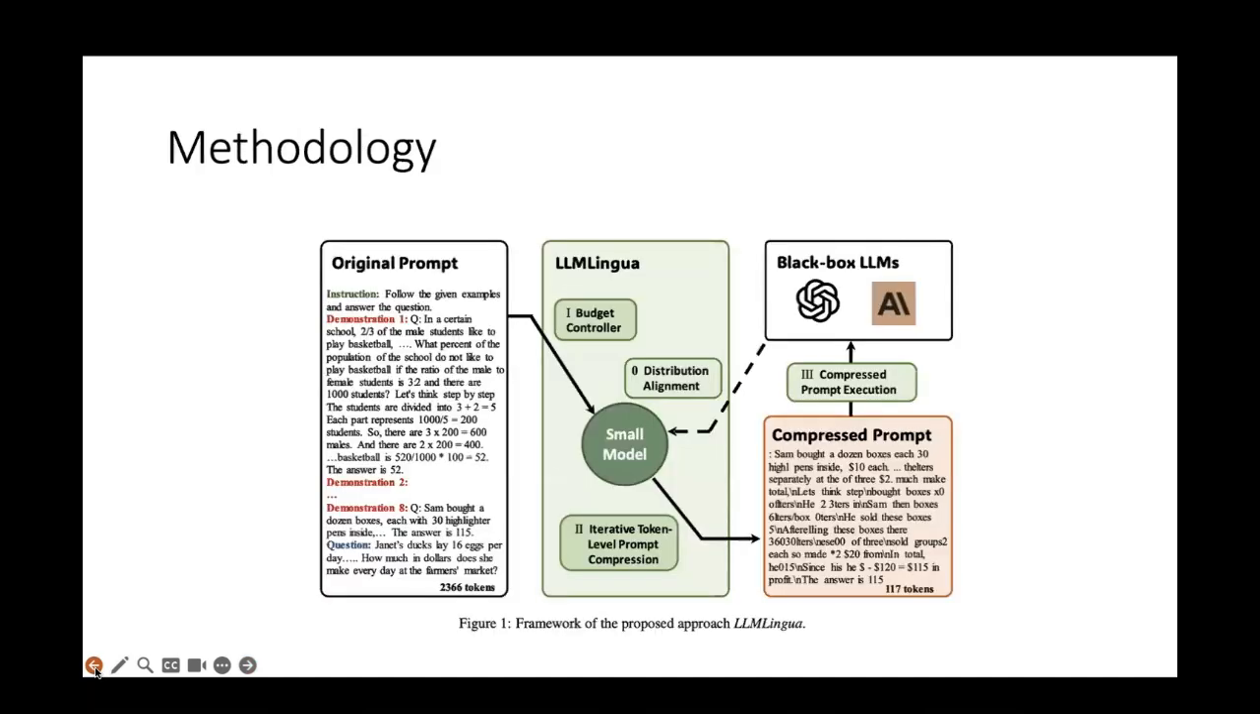So moving on with the methodology, here you can see that an original prompt is given, and then it moves towards LLMLingua, where they have the budget controller. The second is the iterative token-level prompt compression, and the third is the distribution alignment. The black box LLM refers to ChatGPT 3.5 and Claude version 1.3, which they have used as the large language models, and they get a compressed prompt.